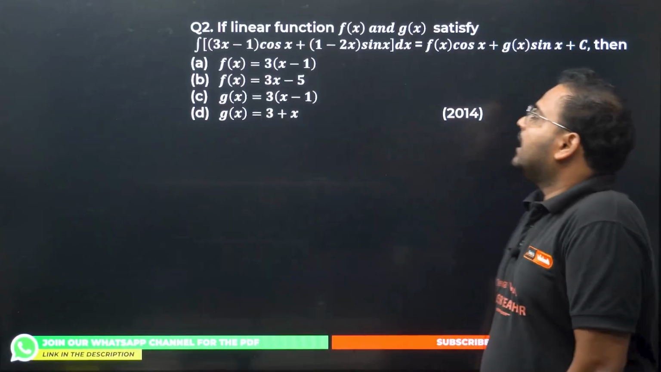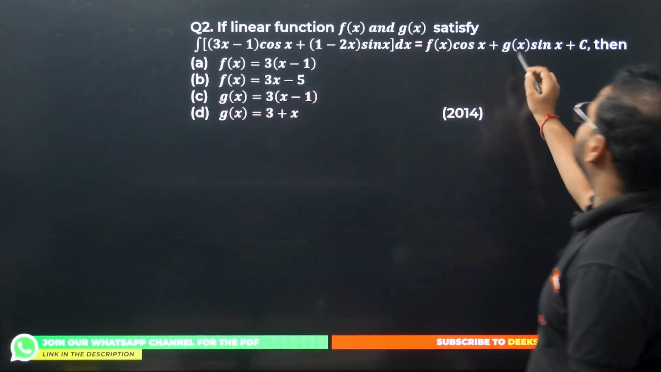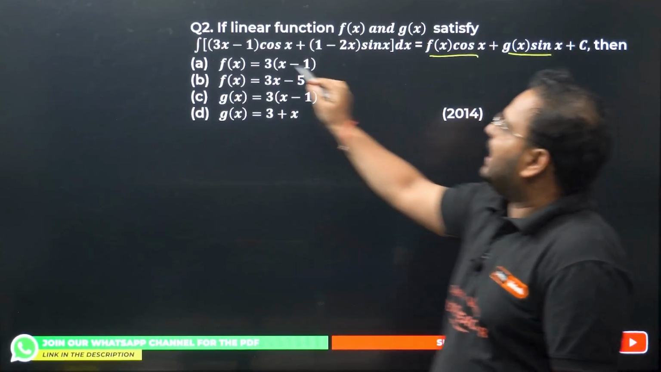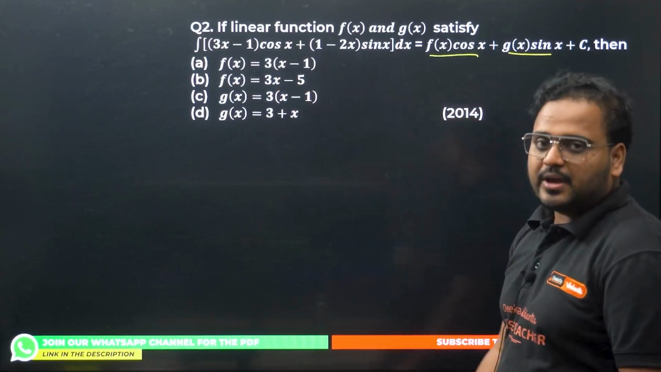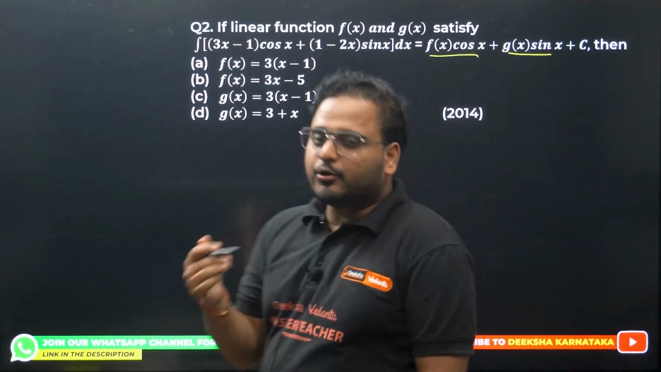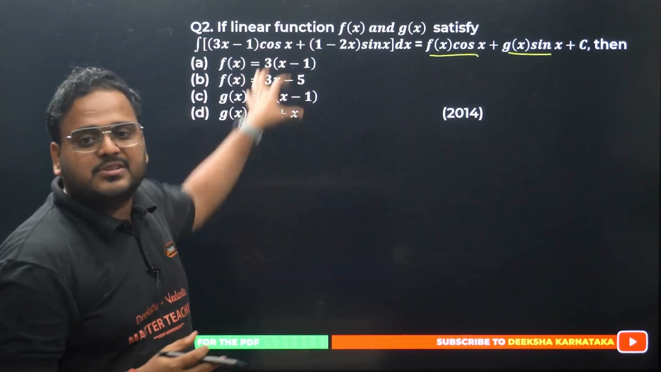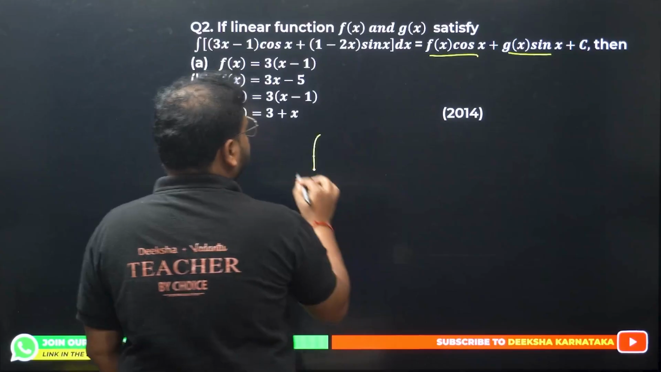If the linear functions f(x) and g(x) satisfy this condition, the integral of (3x minus 1) cos x minus (1 minus 2x) sin x equals f(x) cos x plus g(x) sin x plus c. We'll have to integrate, but we don't have to do the entire steps. Just keep doing the steps and look for the option which is given to you. You'll get the right answer very quickly. Please check. Start the integration.